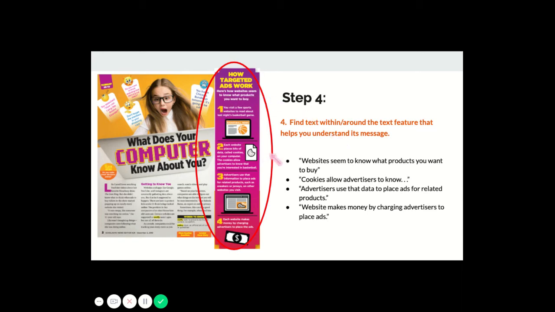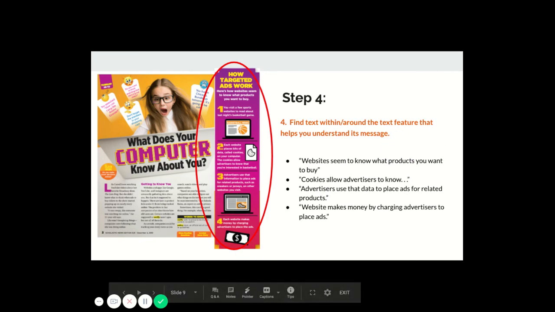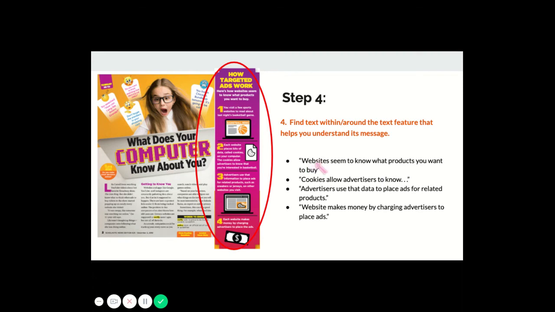Now, if we were working in our My View book, you might want to highlight it, but we're not going to do that here. It says, some of the things I found that help me understand the message of this text box. It says, websites seem to know what products you want to buy. That happened right up here.